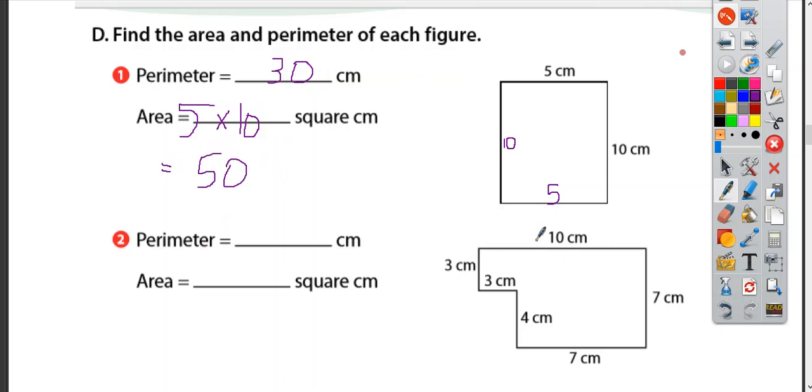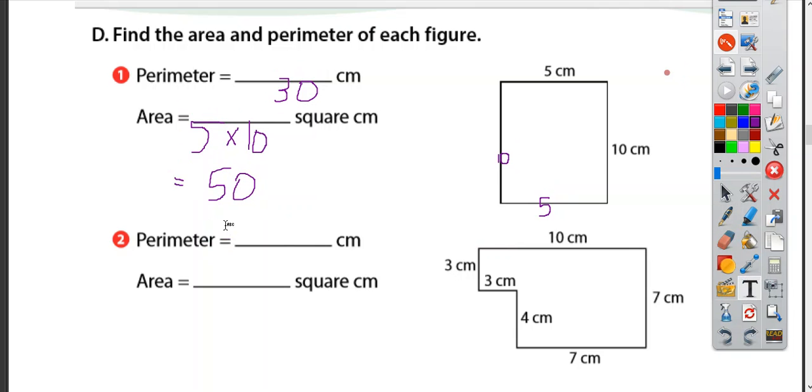The perimeter of this shape, you will add 10. Let's do it together. Come on, say 10 plus 7 plus 7 again plus 4 plus 3 plus 3 equals... 3 and 7 are 10. 10, 10, 10. They are 30. 30 plus 4 is 34. So the answer is 34.